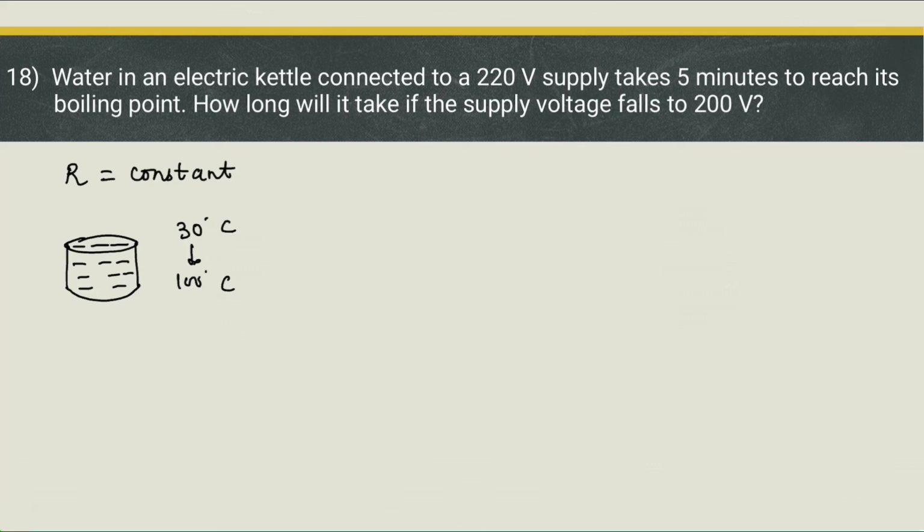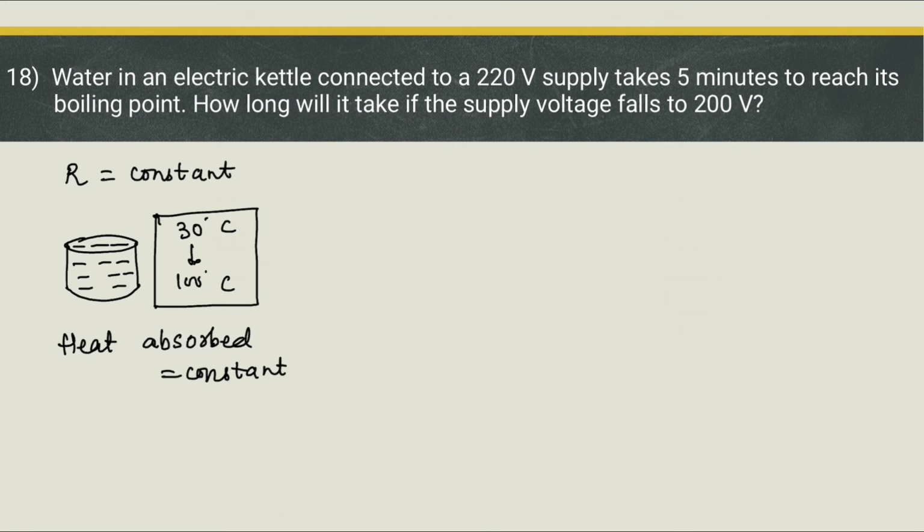Now, if I connect the kettle to a 220 volt supply or to a 200 volt supply, the energy absorbed by the water for this particular process does not change. So heat energy absorbed by water is also another constant here. Using these two constants, we can find out how long it will take if the supply voltage falls to 200 volt. Let us see how.